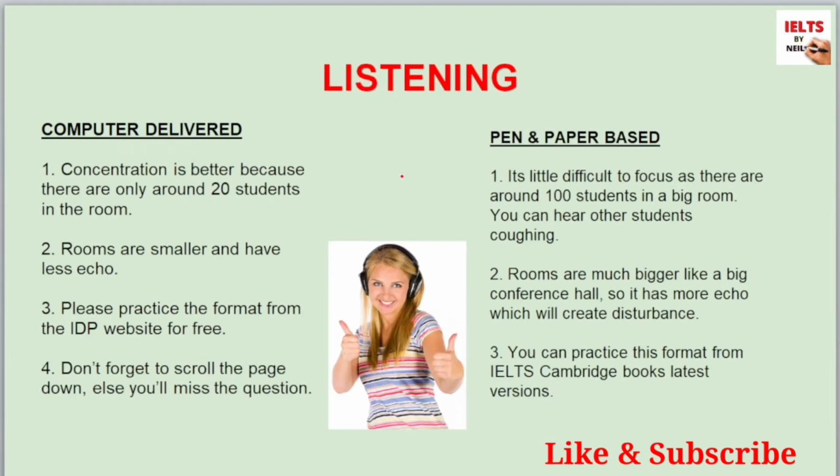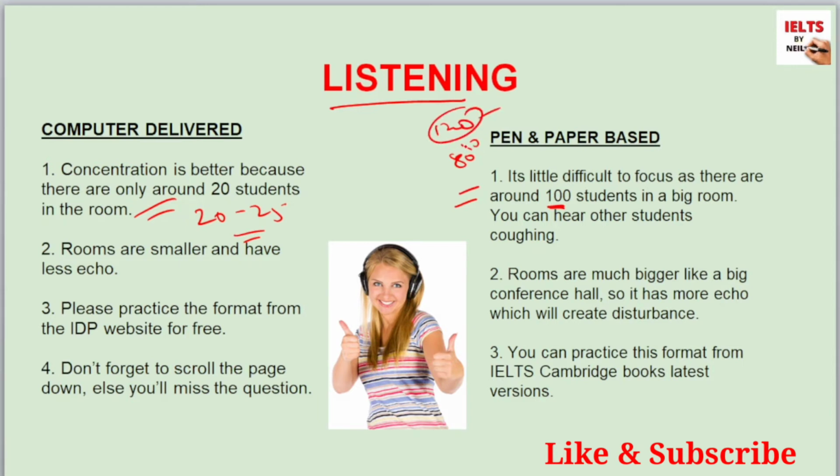Coming to the listening section. In the listening section, if you are going to have the computer delivered exam, your room will only have around 20 to 25 students, whereas in the pen and paper based, the number of students is much higher. They are normally around 100 or 80, 50 or maybe sometimes 120. So there are a lot of students.